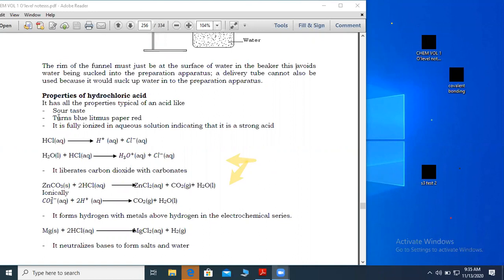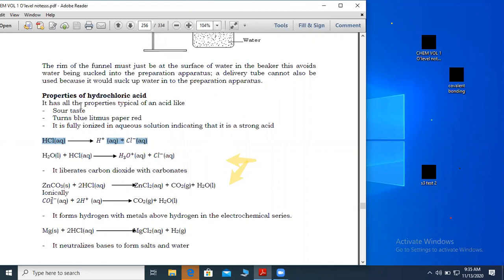Like any other acid, hydrochloric acid has a sour taste. It turns blue litmus paper red, that one we are aware. It is fully ionized in aqueous solution, indicating that it is a strong acid. This is the equation for ionization of hydrochloric acid.